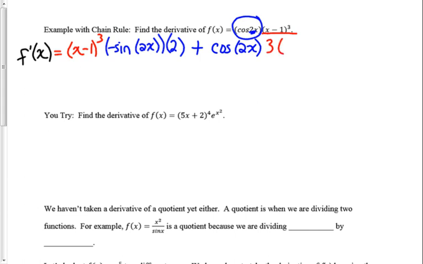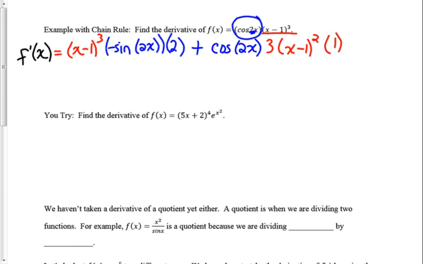So that's 3 times x minus 1 squared. The derivative of the inside is just 1. So this is the derivative of that product. Could we simplify this? Yes.